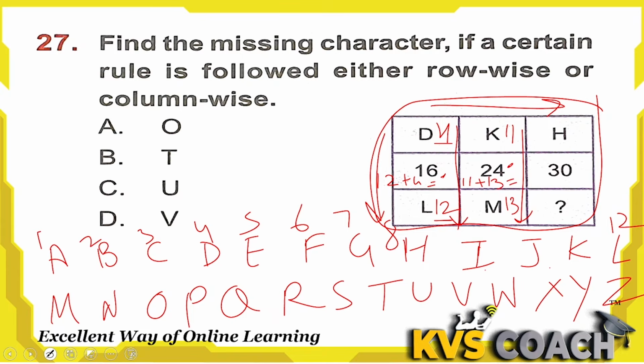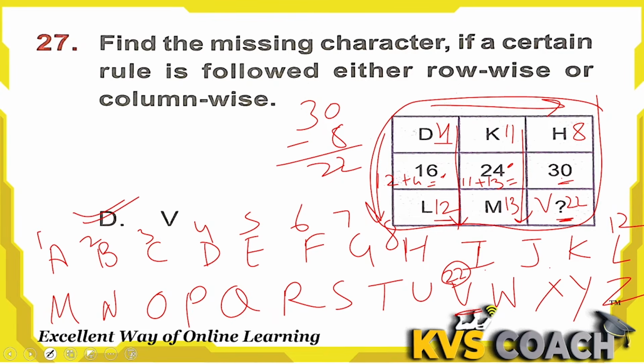Right answer here. Like this, H is the 8th number alphabet and here the answer is 30. It means we get it from 30 minus 8. 30 minus 8 is 22, and the 22nd number is V. V is the 22nd alphabet. So the right answer here is V. Option D is the right answer here.